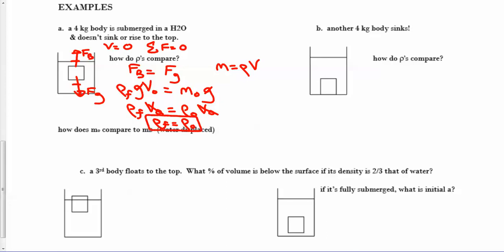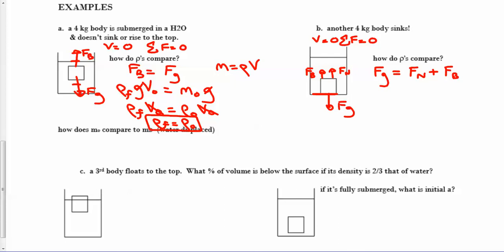That's what it's asking. What about the 4 kilogram body that sinks? Well, once again, the v is 0, so the sum of the forces must also be equal to 0. Well, we have a downward force of gravity, and we have 2 upward forces. There's a buoyant force, some F sub b, but it's also touching the surface, so there's got to be an upward normal force as well. And I don't know how these two compare to each other, but I know they go in the same direction. And I also know that the forces down must equal the forces up.